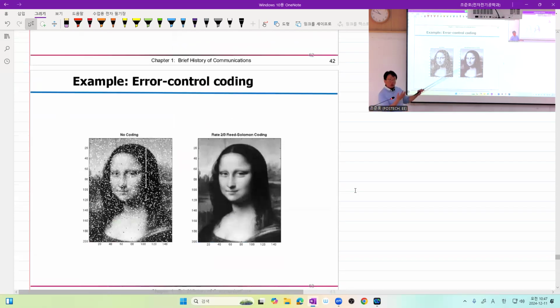And this also shows some example. Suppose you have a grayscale Mona Lisa, and you may have some bit errors so that you have noise. Without coding, you receive something. But with coding, possibly with some additional information that is not shown here, you can recover, for example, like this. That is the magic of error control coding.